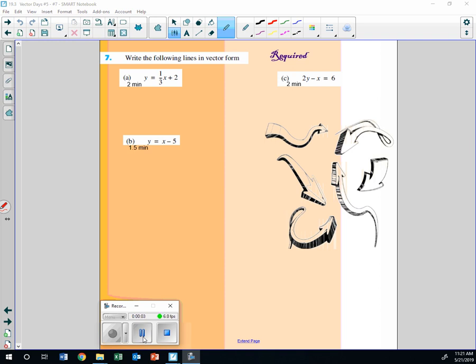Couple of quick problems. Let's take a look at 7b first. y equal x minus 5. Well, I'm going to set y equal to lambda and x minus 5 equal to lambda. Take a moment, write that down. And we're going to turn this into a vector form. Vector form looks like this.